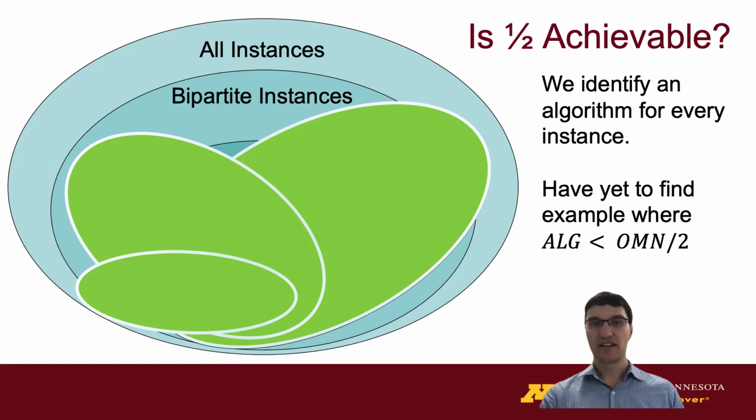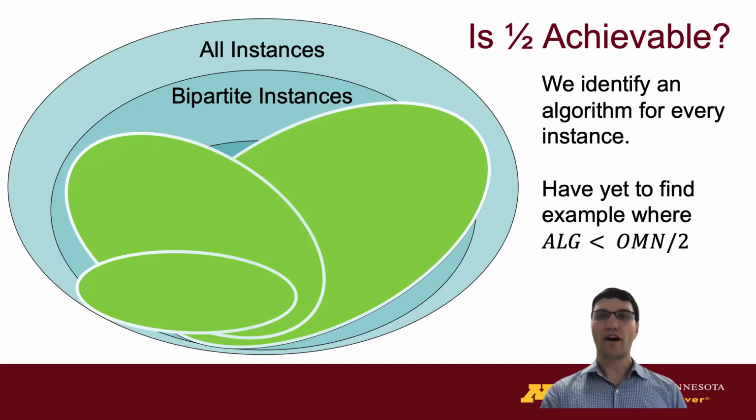In particular, we identify an algorithm for any instance, regardless of whether our assumptions are satisfied or not. And we've tested a lot of instances, and we have yet to find one where our algorithm is worse than half of the omniscient. So we're sort of optimistic that maybe we've actually found an algorithm that is within a factor of a half or within a factor of two of this omniscient benchmark. But we've only been able to prove that in special cases.